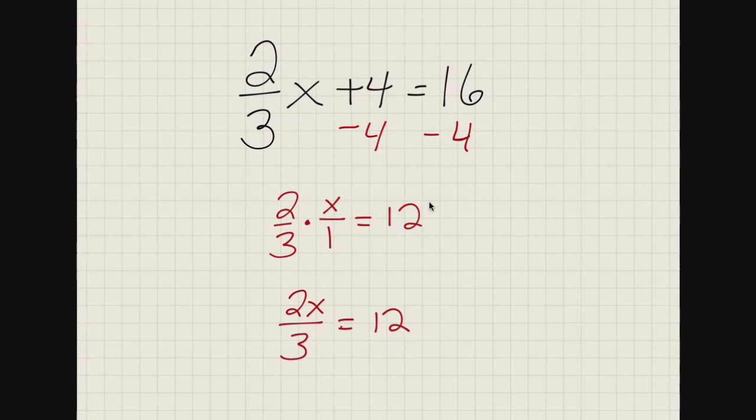What would I do to solve this problem looking at it this way? What could I do to both sides first? Yeah, times 3 to both sides. Okay, the 3's cancel out. I'm left with 2x equals 36, and then what do I do? Divide by 2. Sure. Okay, that's good. Yep. That's fantastic, my friend.